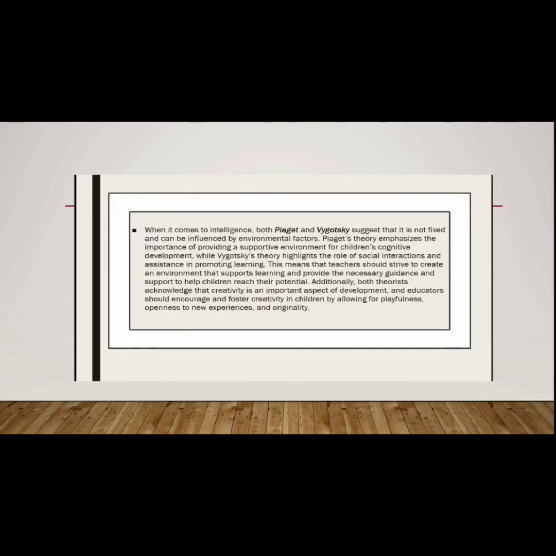When it comes to intelligence, both Piaget and Vygotsky suggest that it is not fixed and can be influenced by environmental factors. Piaget's theory emphasizes the importance of providing a supportive environment for children's cognitive development, while Vygotsky's theory highlights the role of social interaction and assistance in promoting learning. This means that teachers should strive to create an environment that supports learning and provide the necessary guidance and support to help children reach their potential.